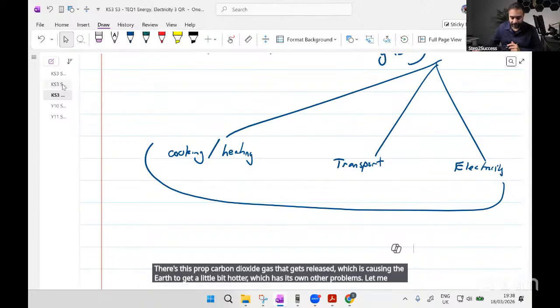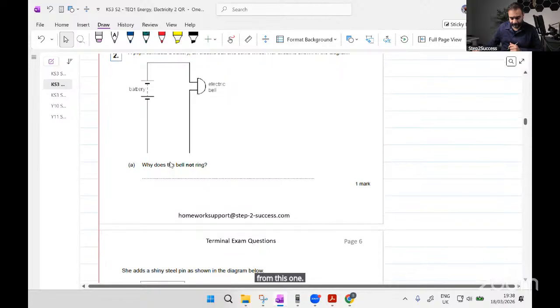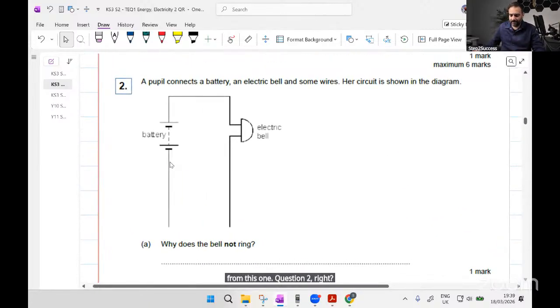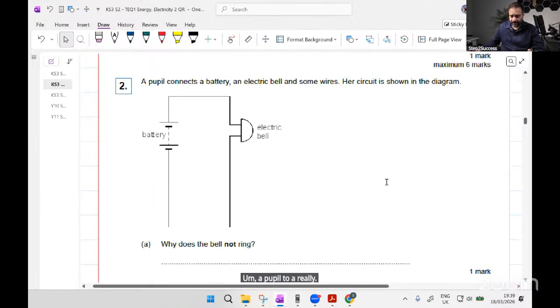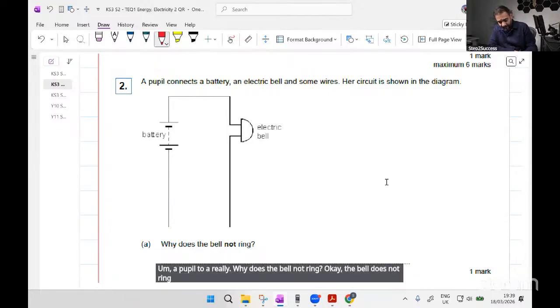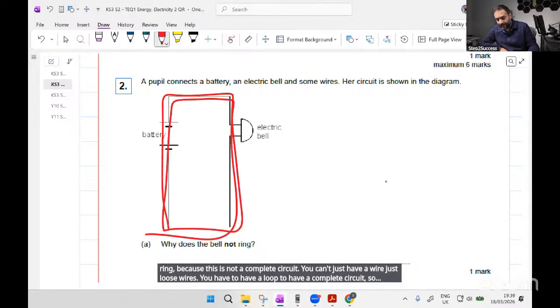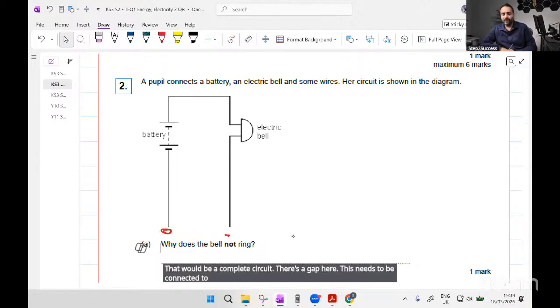Let me answer question two from this one. Question two, a pupil, 2A. Why does the bell not ring? The bell does not ring because this is not a complete circuit. You can't just have loose wires. You have to have a loop to have a complete circuit. There's a gap here. This needs to be connected to that for it to work. So it's not a complete circuit.